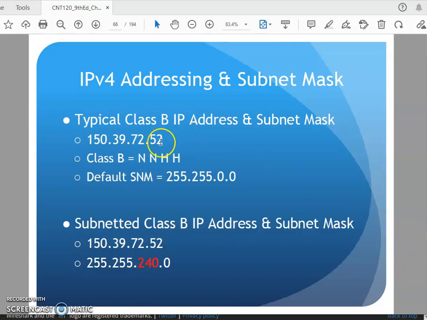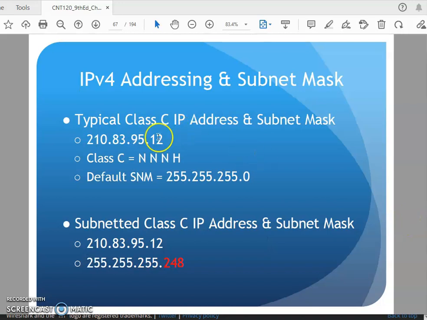If I have a Class B, here's a 150. I'm thinking network, network, host, host. First 2 octets network, last 2 host. I'm thinking 255.255.0.0. That's all my default. That's my default, my normal. If by chance I see a 255.255.240, again, it smells funny, I know subnetting has occurred. That third octet is being used to create subnets.